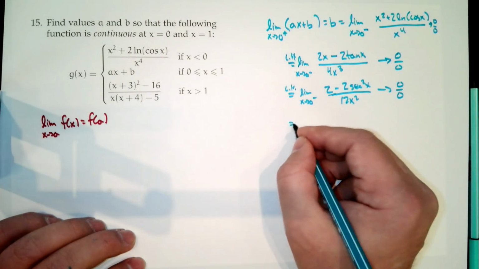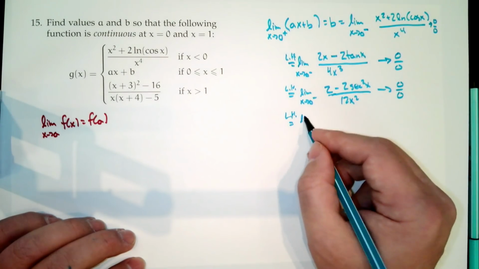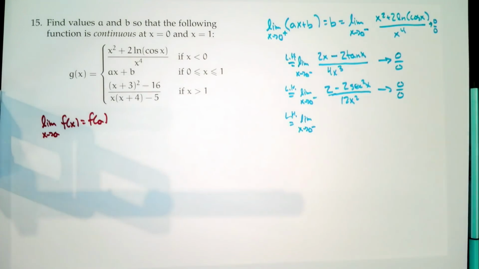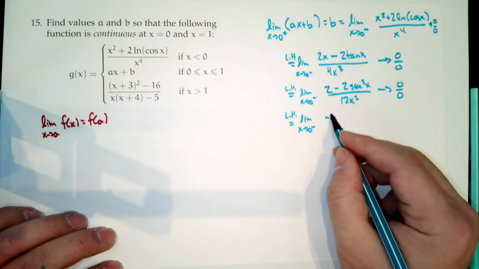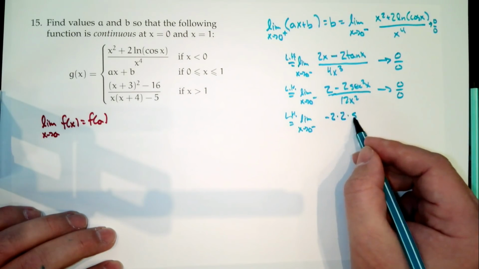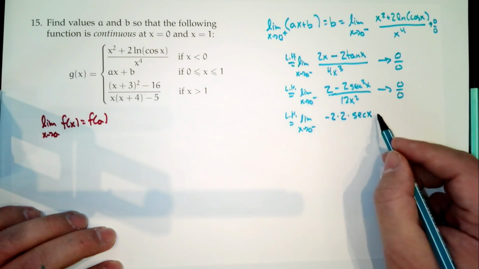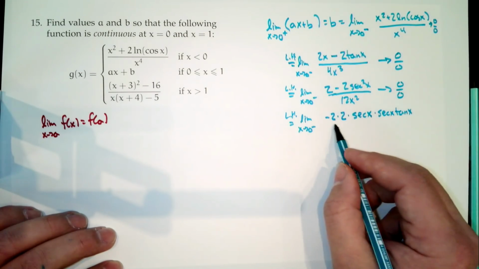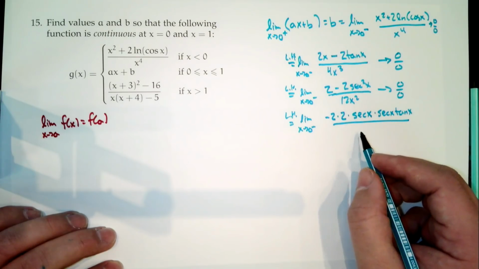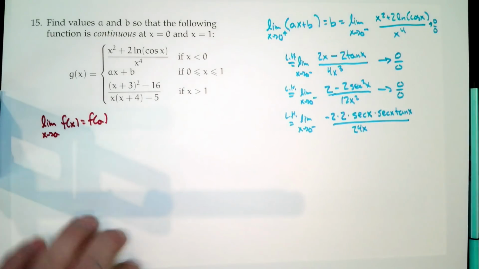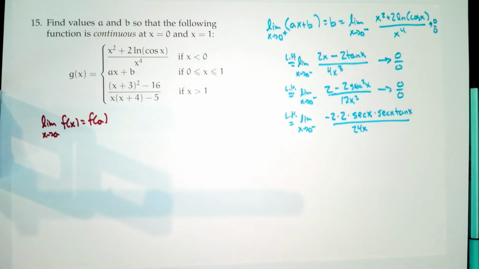What do we do? L'hôpital! Okay, upstairs, the 2 goes away. All right, minus 2, derivative of secant squared. Okay, so that'd be 2. Then I bring the chain rule. 2 comes down. Secant x times the derivative of secant, which is secant x tangent x. Over, what happens downstairs? 24x. Well, what does this go to? 0 over 0.